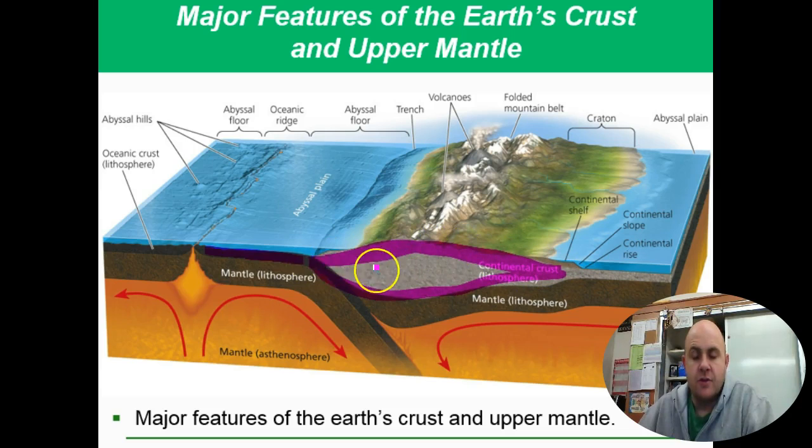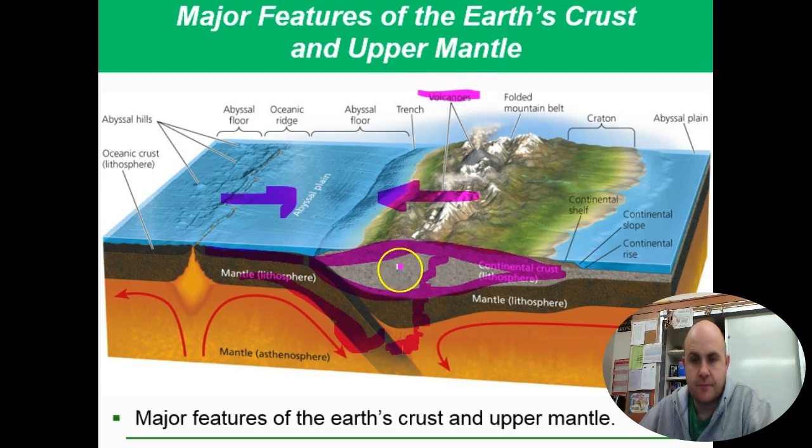Okay. So when they bump into each other, this one's going this way and this one's going this way. When they come together, the heavier one will get shoved underneath. When it gets shoved underneath, it actually melts and then works its way back to the surface. And you actually get volcanoes as a result of it along this area. In addition, it squeezes the continental stuff in, forming mountain ranges. And so you get that action happening.